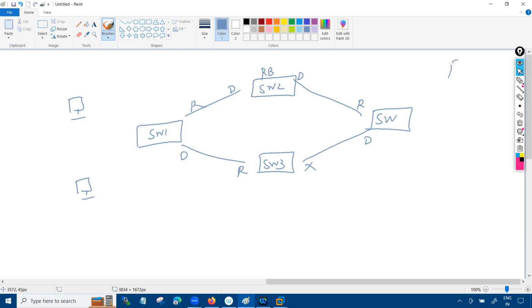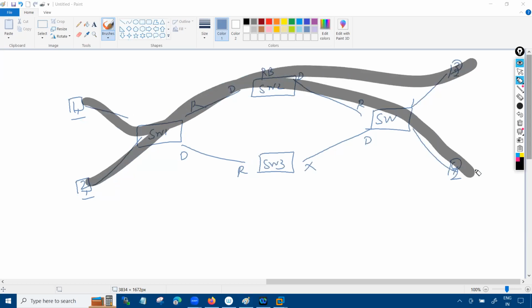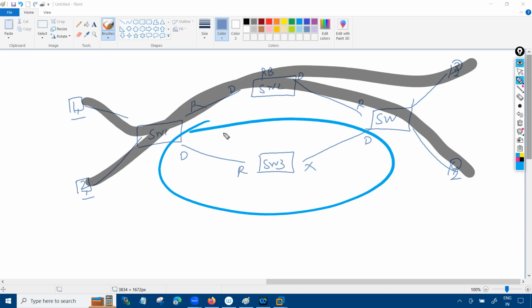Now take an example, we have a PC over there and a PC over there. If PC1 wants to communicate with PC3 and PC4, then what happened? All my traffic will follow this path. It means that I'm not going to utilize this particular resource. So in this case, we are wasting this particular link's bandwidth, and the complete switch as well.